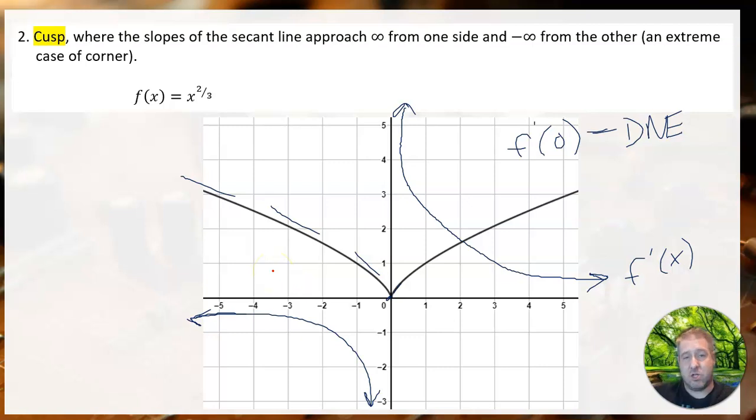Now, it could be a sharp change like this where it curves. These are usually going to happen when you have powers of fractions like this, x to the 2/3 power. This is called a cusp. It's very similar to a corner. It's getting less and less. It's not staying constant, though. It's getting more and more negative, so it's going to become sharper and sharper. And you can see that this is going towards infinity.